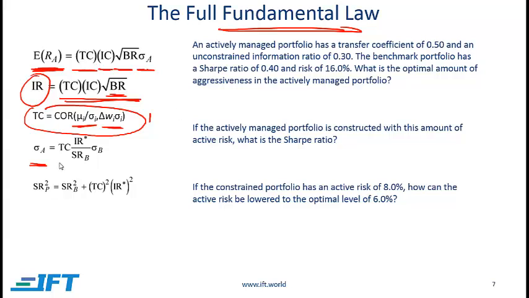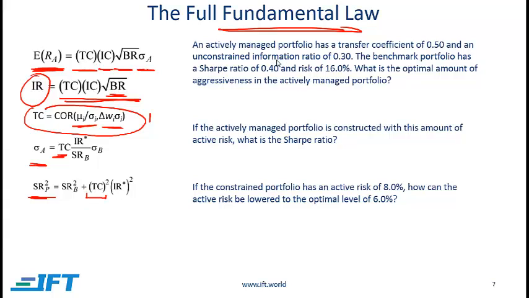The optimal amount of active risk is the transfer coefficient times this ratio times the standard deviation of the benchmark. Notice this is similar to something we've seen before, except we now multiply by the transfer coefficient. And the Sharpe ratio of our portfolio is given by this expression. This also looks like what we've seen before, but now we include the transfer coefficient.